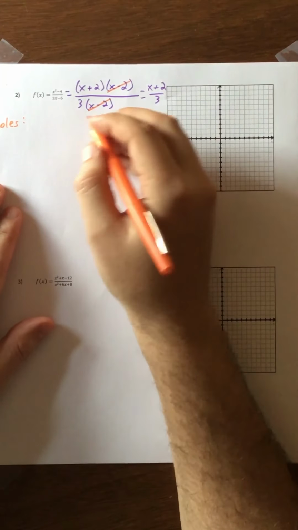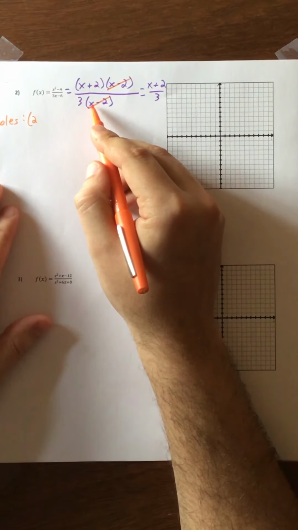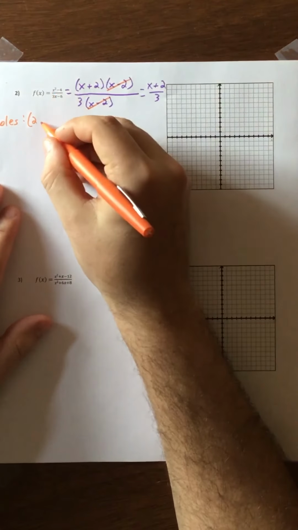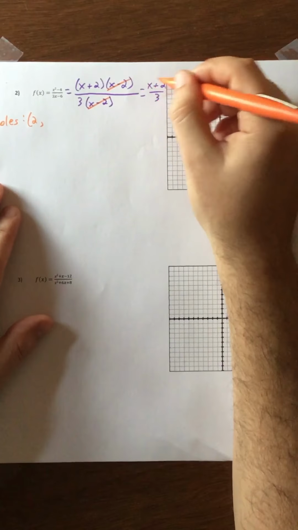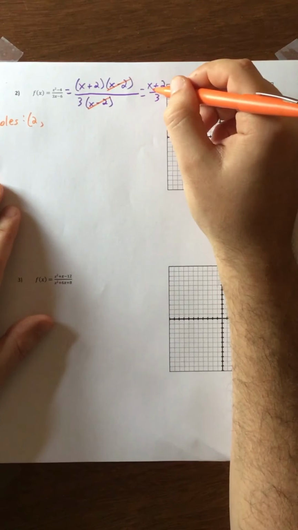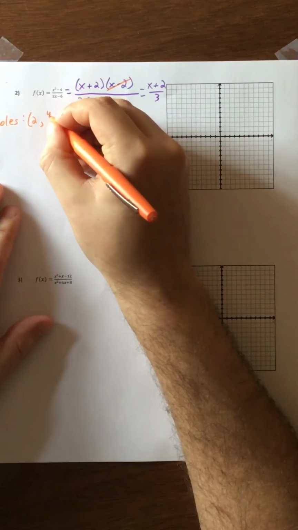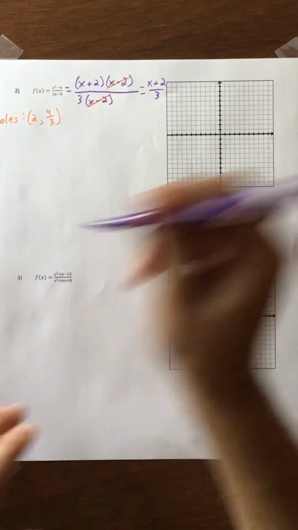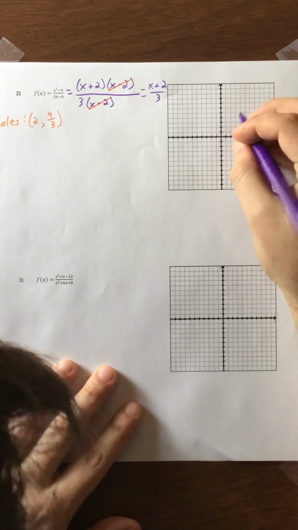Okay, there's going to be a hole at x is 2 because when I plug in 2, that's when I would get 0. Okay, and I'm going to take 2, I'm going to substitute it in to this function here, the simplified one. That would be 2 plus 2 over 3, which gives me 4/3. I'm going to go put a hole there now, just so I don't forget later on. So 2 and 4/3.